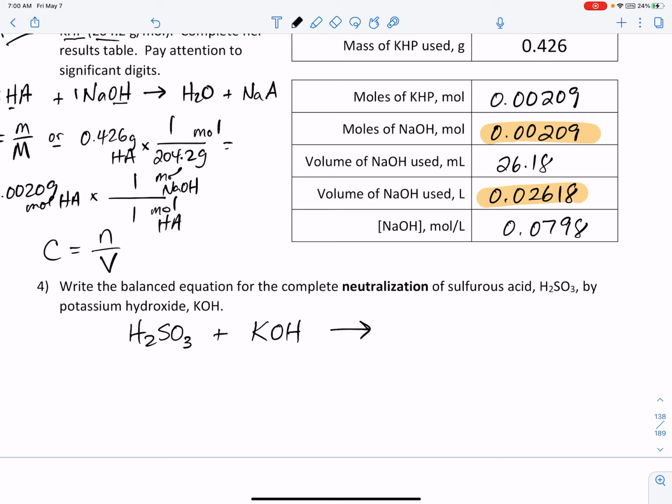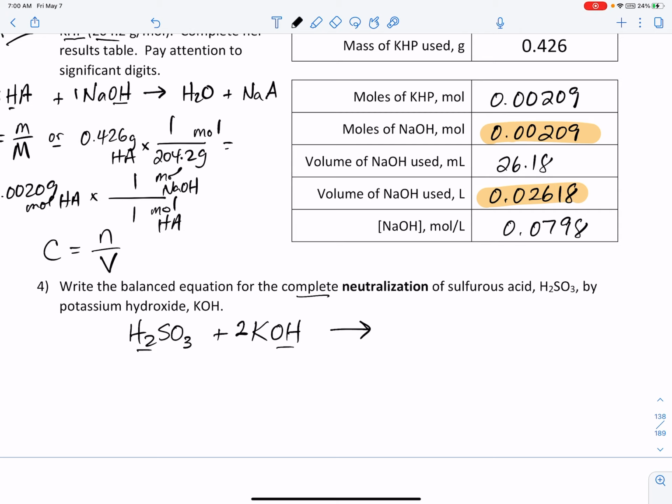Before I write any products, I'm going to balance the H's and OH's. There's 2 H's in my acid and only 1 OH in the base, and I want those to be equal. So I'm going to put a 2 in front of the KOH. That gives me 2 hydroxides, which will neutralize the 2 H's in the acid. I'm neutralizing them like that because we were told it's a complete neutralization, so both of those hydrogens in the acid require hydroxides to be neutralized.